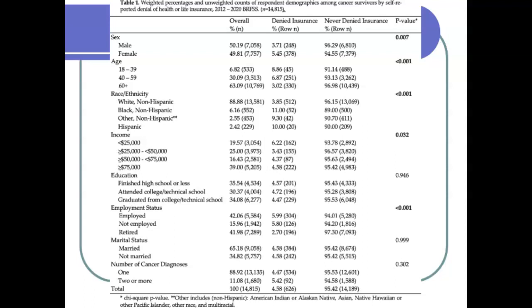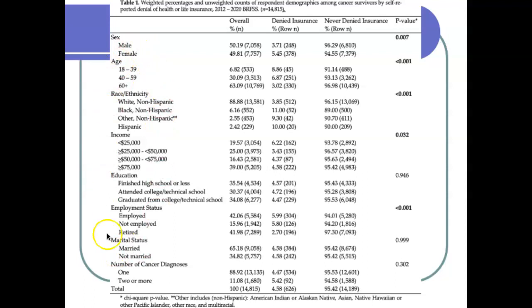So this table is actually a real example from a paper that I published. For the independent variable, it looked at race and ethnicity, and the outcome variable we were interested in was whether or not someone was denied health or life insurance. So our independent variable is race ethnicity. Our outcome variable is the denial of health or life insurance.